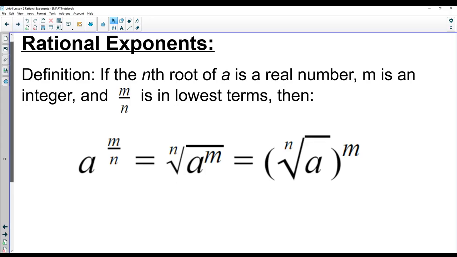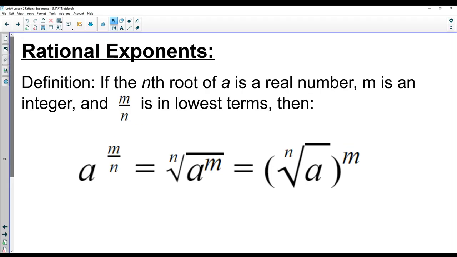By definition, if the nth root of a is a real number, m is an integer, and m over n is in lowest terms, then a to the power of m over n can be written as the nth root of a to the m, or the nth root of a all to the m power. This little n is called the index, and the index is always in reference to the denominator of the fractional exponent.